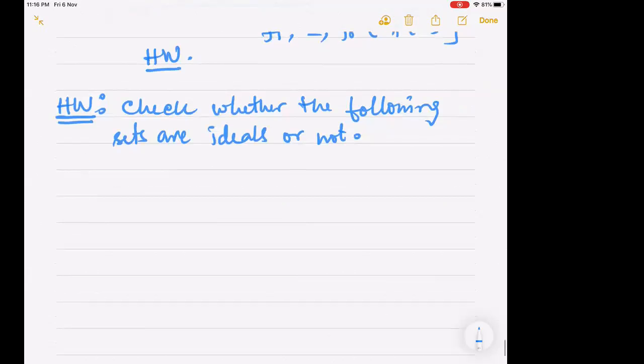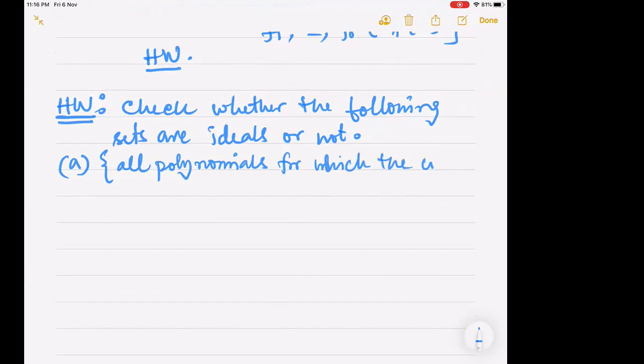Number A, all polynomials for which the constant term is equal to 0. Yeah, what is the constant term?